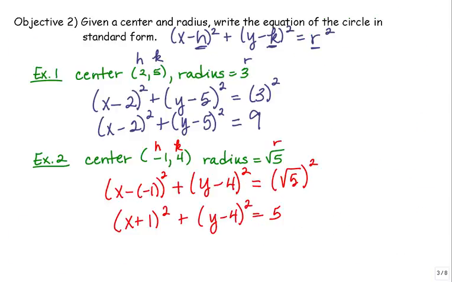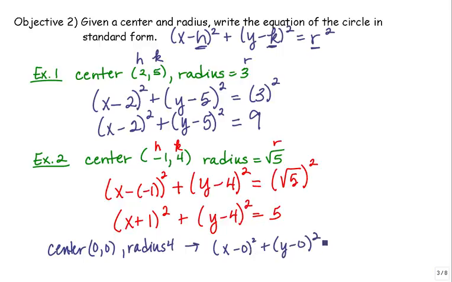So what would the equation look like if we had, just to add an extra one here, a center of 0, 0 with a radius of 4? So therefore we would have x minus 0, or x squared really, plus y minus 0 squared is equal to 4 squared. Or that's just x squared plus y squared is equal to 16. Okay.